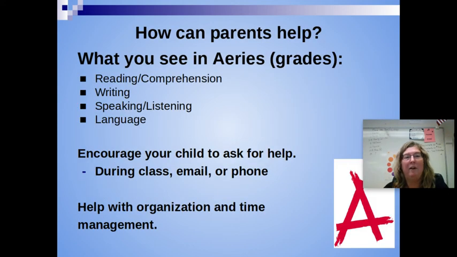So ways that parents can help. When you look into areas with your child, you'll see these 4 categories, and these are the categories we are assessing in an English class. Encourage your child to ask for help. If they're intimidated to come up and talk to a teacher or me in particular, they can always email, they can phone, however we can communicate.